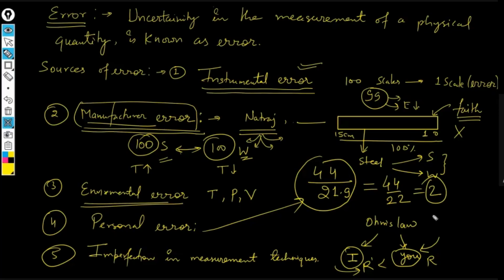So these are the sources of error: instrumental error, manufacturing error, environmental error, personal error, and imperfection in measurement techniques. I hope you are clear with this now. Just quickly note it down.